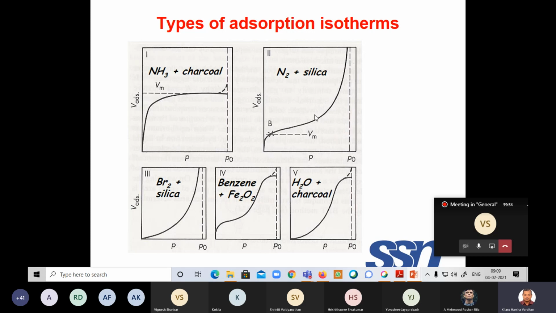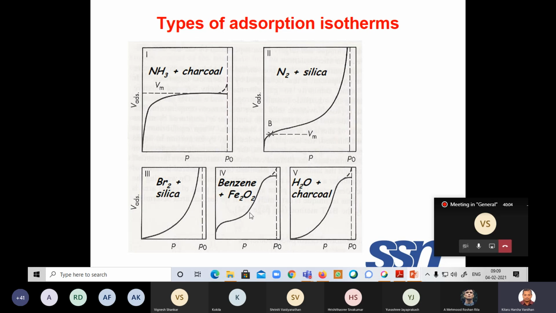You can get a curve like this, which we call a type 2 isotherm. There can be one more isotherm like this, which goes on increasing, especially for Br2, that is bromine on silica. This kind of isotherm is called the type 3 isotherm. This is the maximum pressure and this is the variable pressure. The pressure should not go more than that, right?